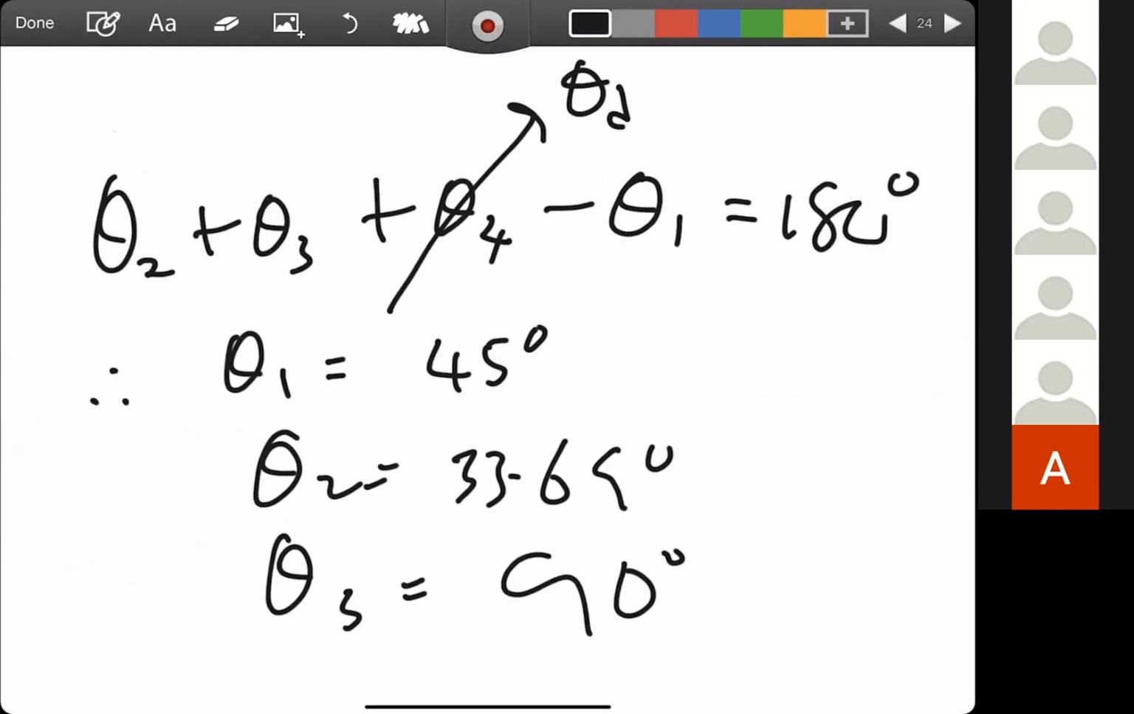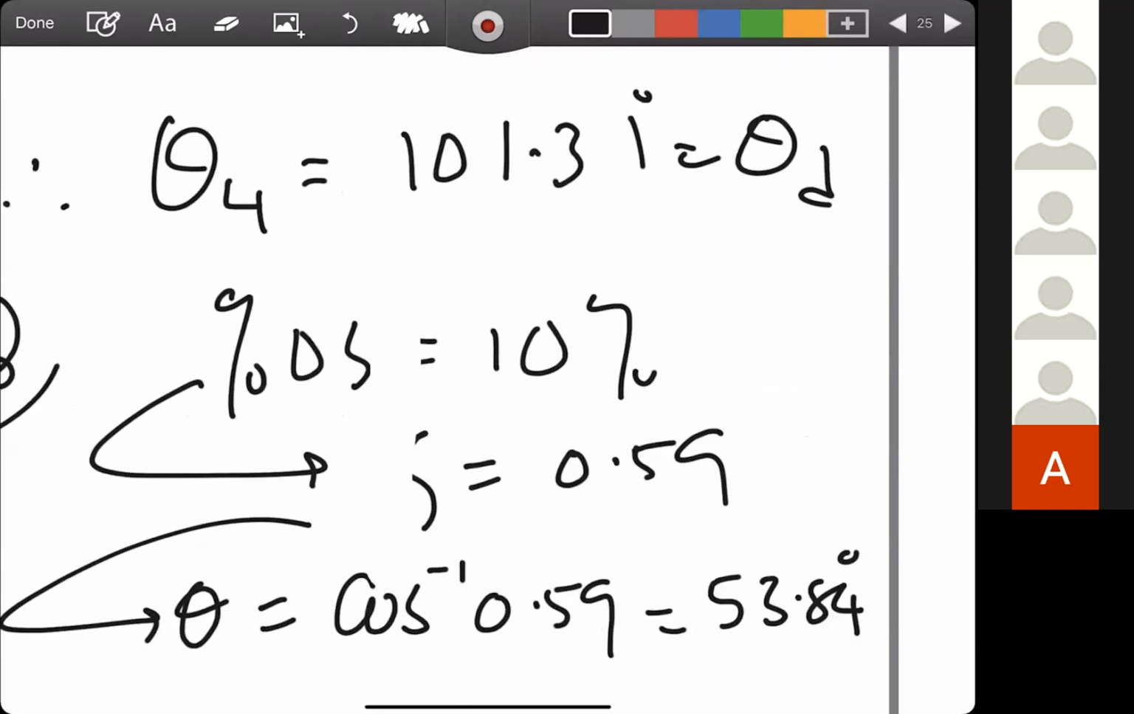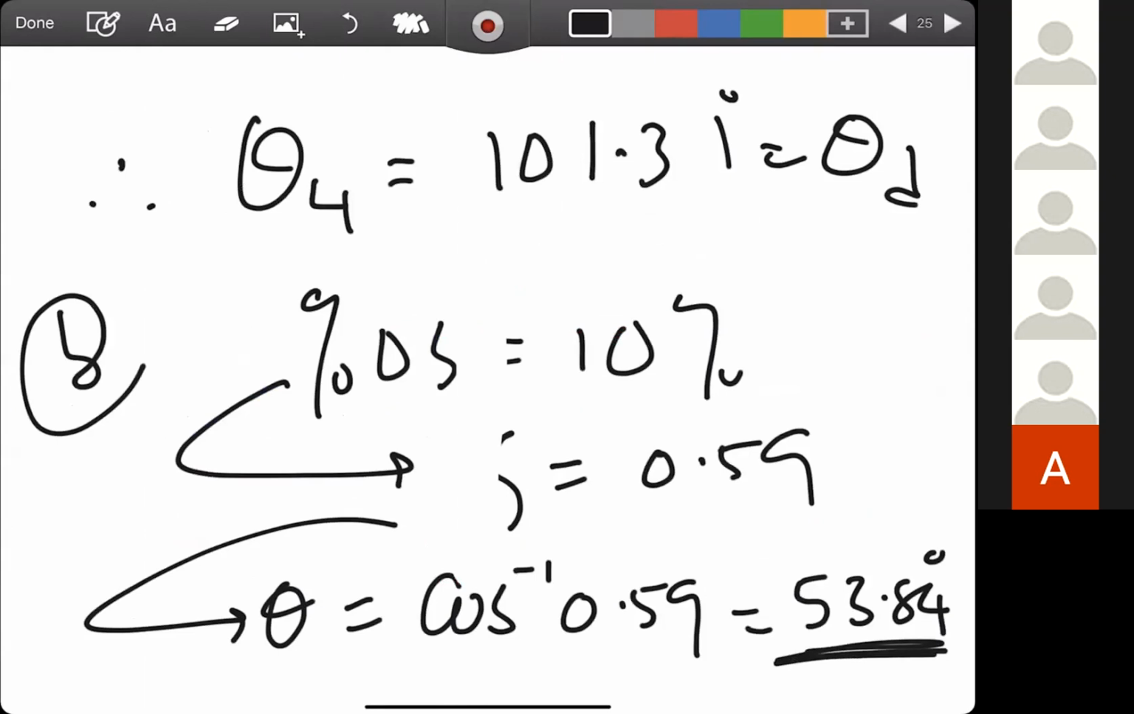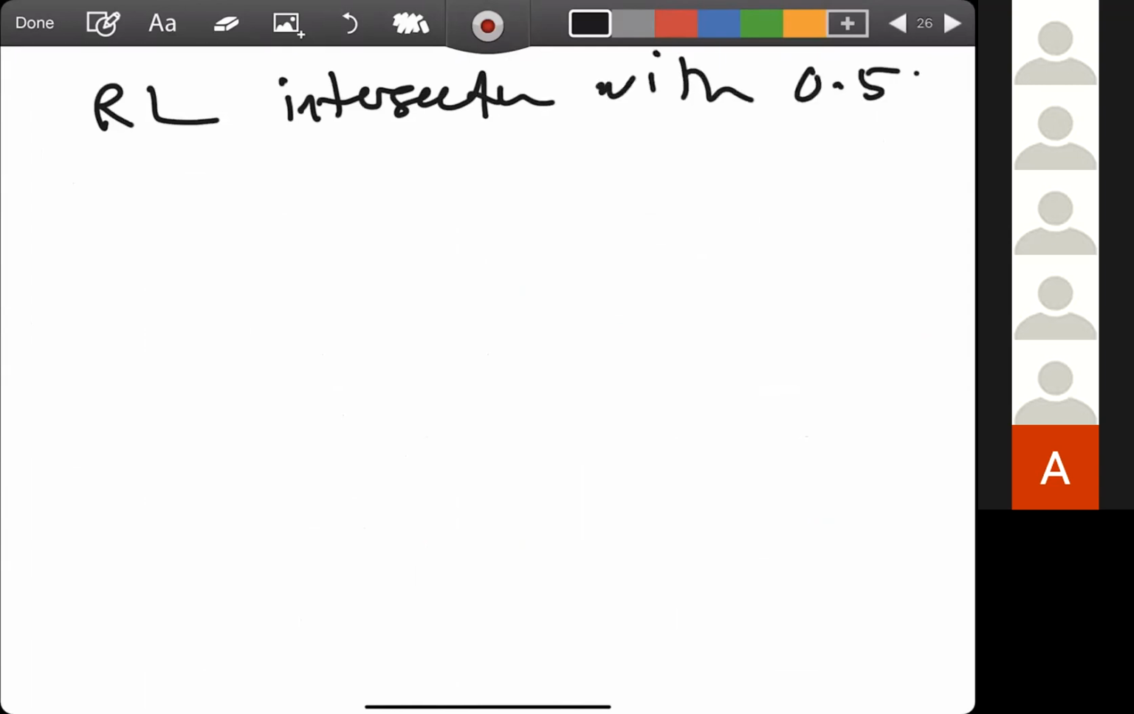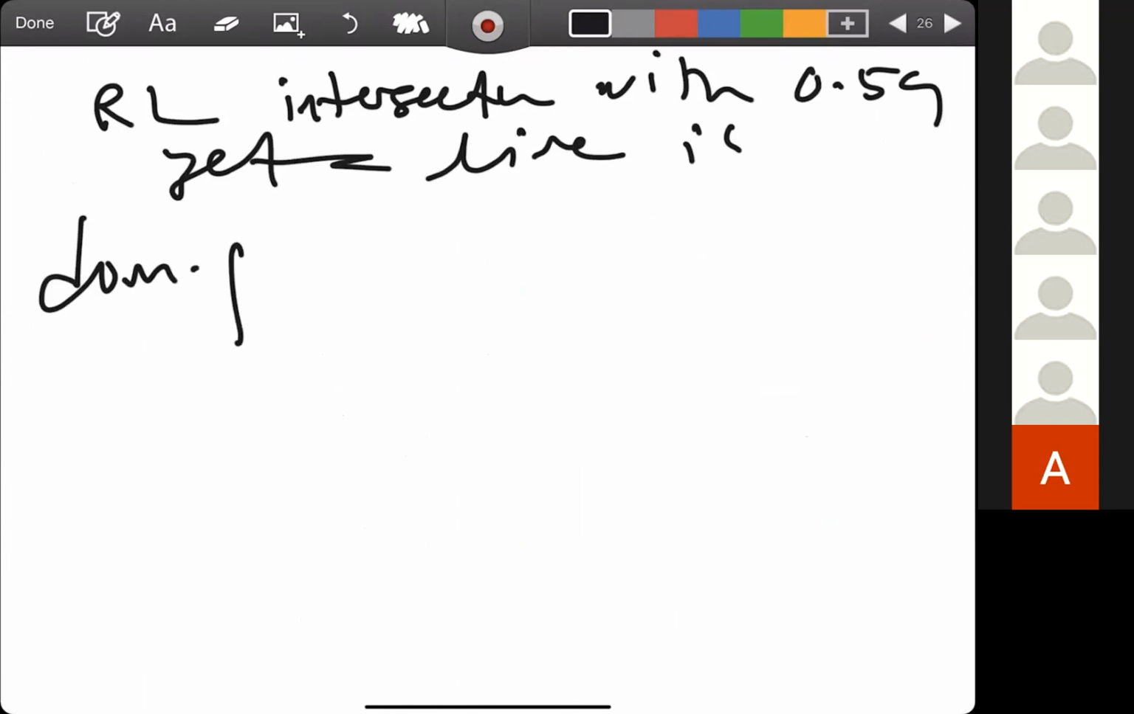Okay, so 53.84. So we get the dominant pole, the root locus intersection at zeta 0.59, which is minus 2.41 plus J.